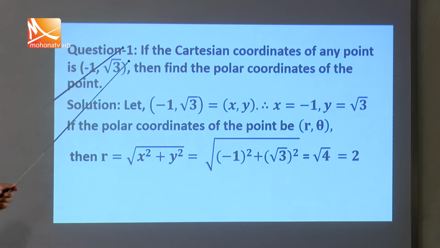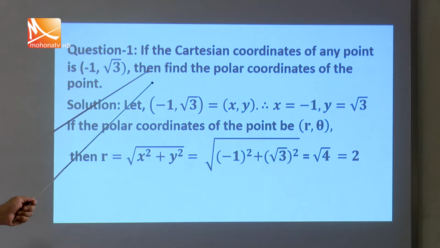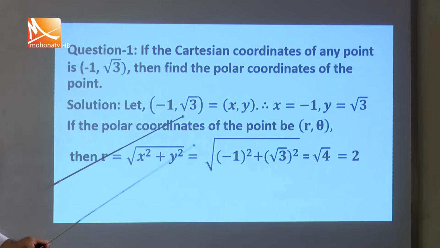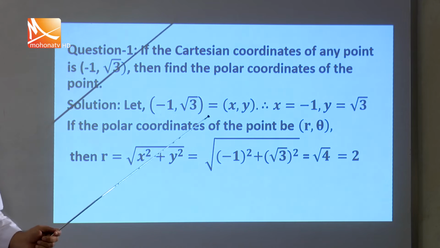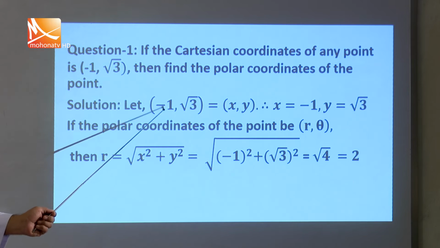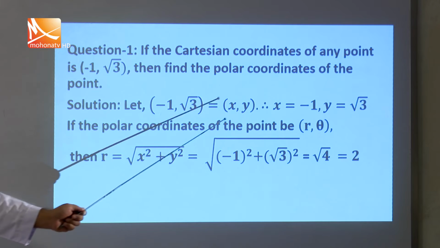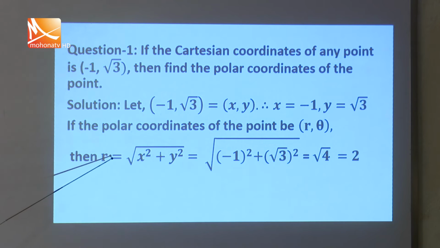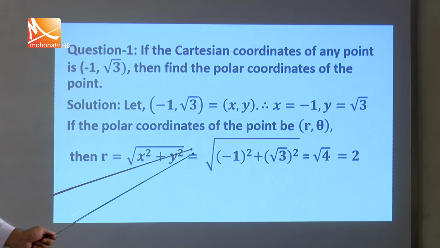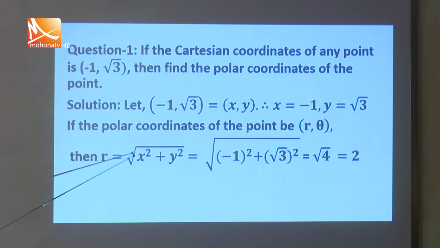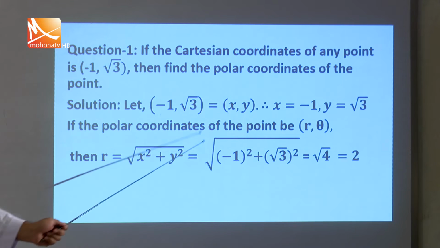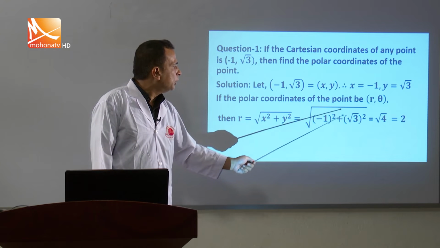Question 1. If the Cartesian coordinates of any point is (-1, root 3), then find the polar coordinates of that point. Let (-1, root 3) equal (x, y). Since these two ordered pairs are equal, x equals -1 and y equals root 3. If the polar coordinates of the point be (r, theta), then we know that r is equal to square root of x square plus y square. Now if we put the values of x and y, we get square root of (-1) whole square plus root 3 whole square.